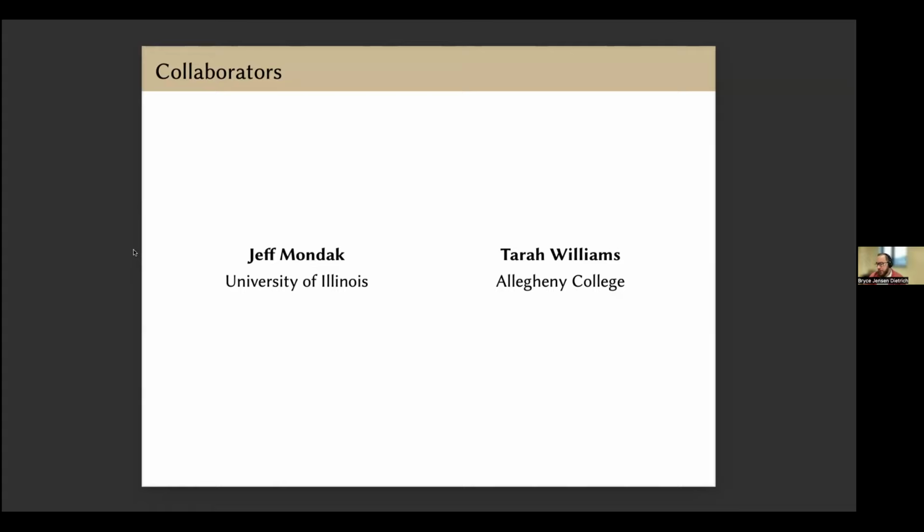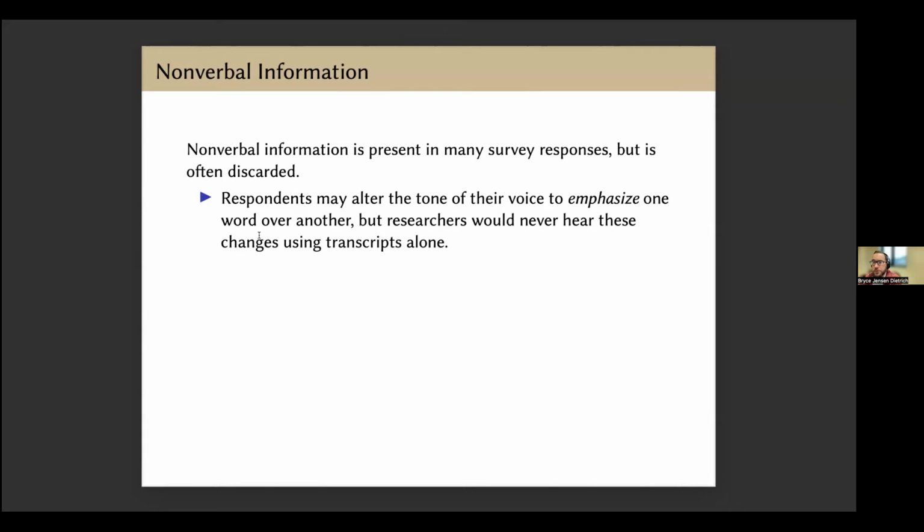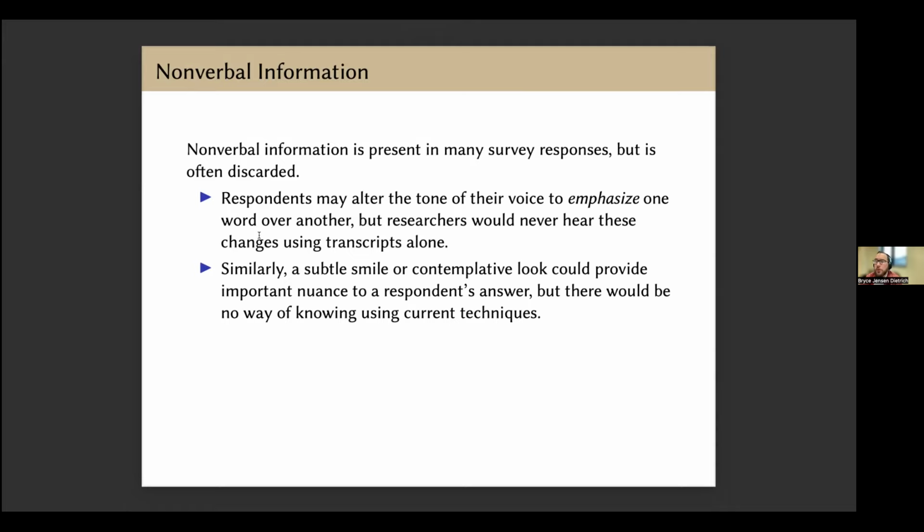So without further ado, the first couple of slides I'll move through rather quickly for the sake of time. These are just the theoretical motivation of the project. And then hopefully I can get to the methodological component sooner rather than later. So with that said, nonverbal information is present in many survey responses, both open and closed questions. However, it's often discarded for a variety of reasons. Whether it's a respondent altering their tone to emphasize certain words over another, or maybe giving a subtle smile or other types of body language during the course of an open-ended response.